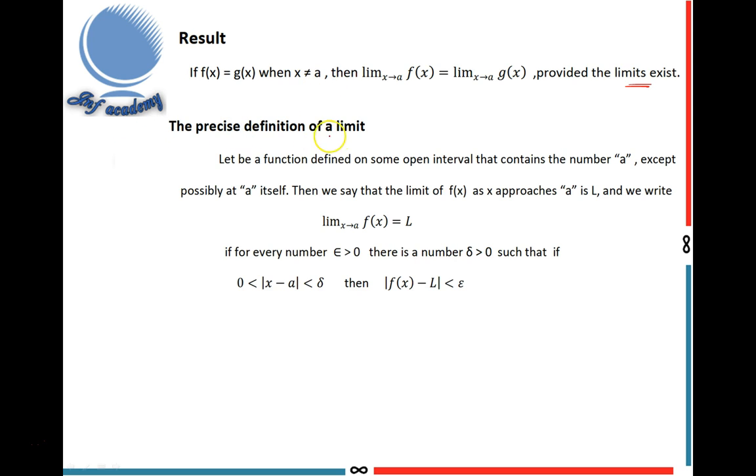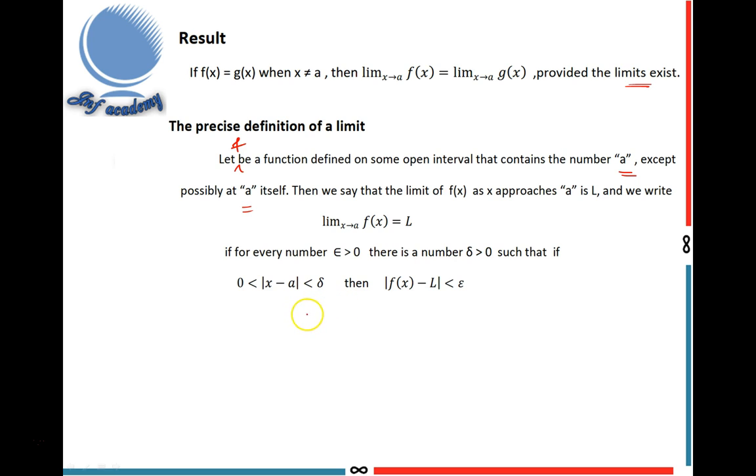Next is the precise definition of a limit, that is, the mathematical definition of a limit. Let f be a function defined on some open interval that contains the number a, except possibly at a itself. Then we say that the limit of f(x) as x approaches a is L, and we write the limit of f(x) equals L, if for every number epsilon greater than 0, there is a number delta greater than 0 such that if 0 < |x − a| < delta, then |f(x) − L| < epsilon.